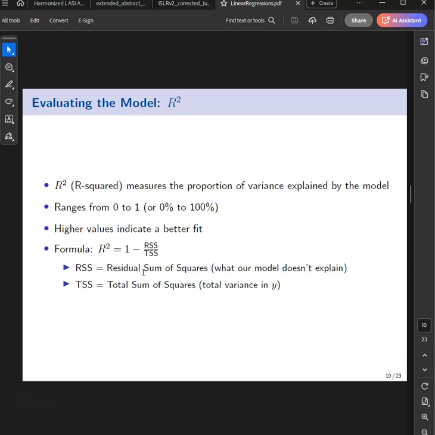So R squared gives us a standardized measure of the fit that's easy to interpret, making it one of the most commonly reported statistics for regression models. It helps us quantify just how much of the pattern in our data we have managed to capture.